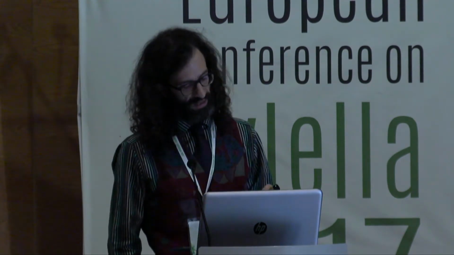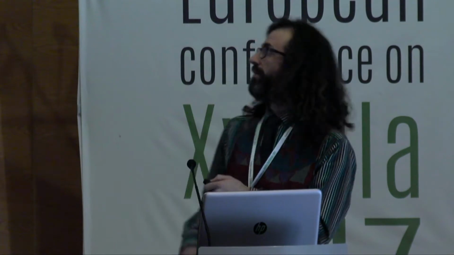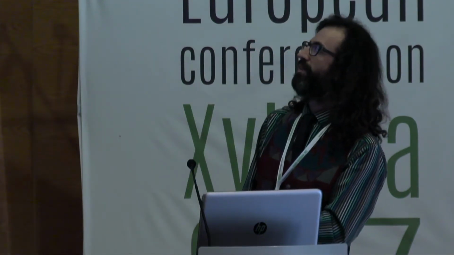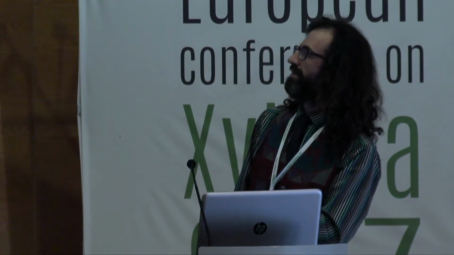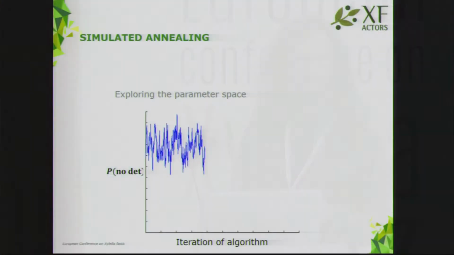And as we do so, we gradually reduce the probability that we will accept these worse locations. So this shows a bit of the output of the probability of no detection here on the y-axis, and then the iteration of the algorithm. Like I said, we run it thousands and thousands of times. And in the initial stage, we can see that the probability of no detection jumps up and down. We're not really optimizing anything here. We're basically exploring the parameter space.